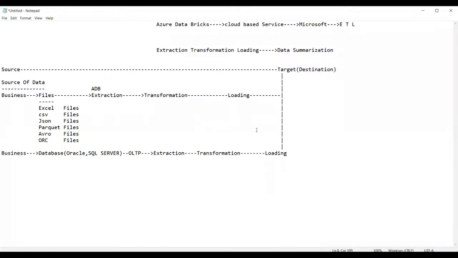Apart from getting the business data into the databases or into the files, we can also get the data from another way. From the business only, because we are all working for business. We get business data in the form of live streaming data. Live streaming data means, for example, stock market data.